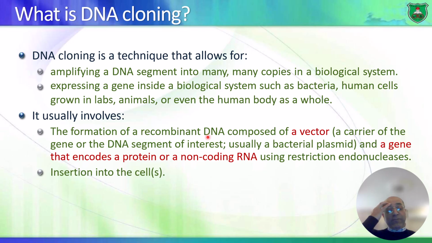Now, we have one DNA that is called a vector. It's the carrier, and we have the gene of interest or the piece of DNA of interest. Usually it can be a gene that produces a protein, or it can be non-coding RNA that is not translated, whatever. And in order to do this, we use restriction endonucleases. So let me remind you of restriction endonucleases and what they mean exactly.